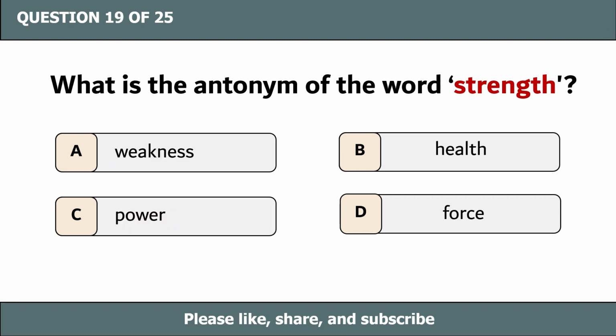Question 19. What is the antonym of the word strength? The correct option is A. Weakness.